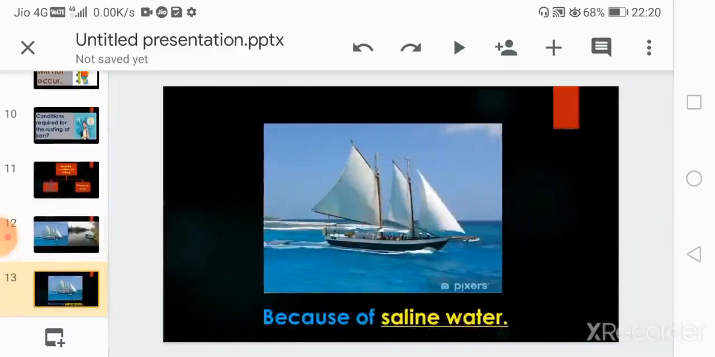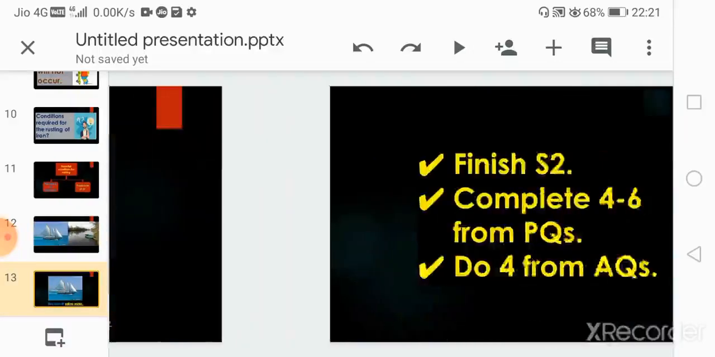Well class, ships sailing on the sea will rust faster than iron boats that sail on the river. This is because sea water is salty while river water is fresh water. Salty or saline water increases the rate of rusting of iron objects. So students, conditions like the presence of salt or acid in water speed up the process of rusting. Well, this was our today's topic.